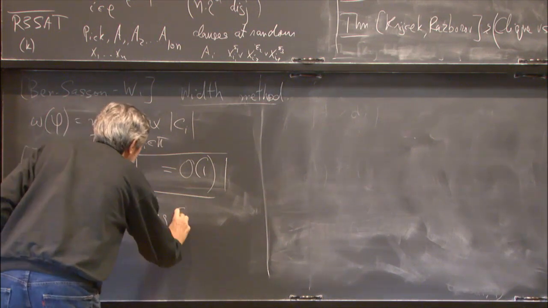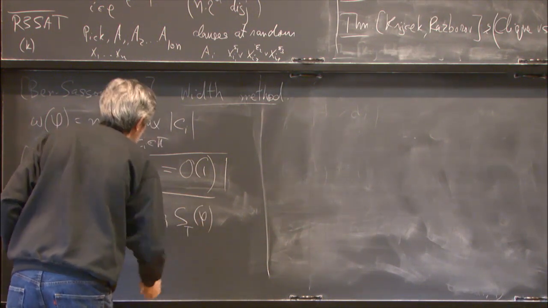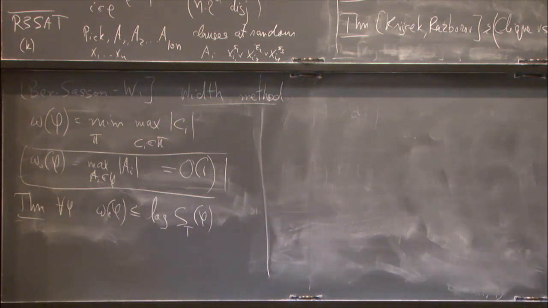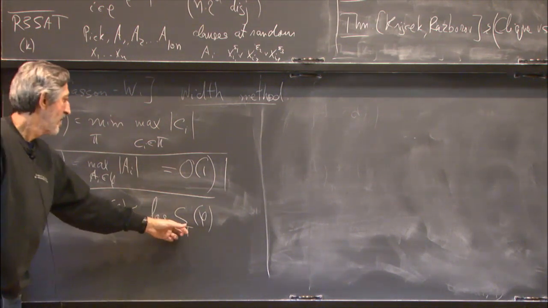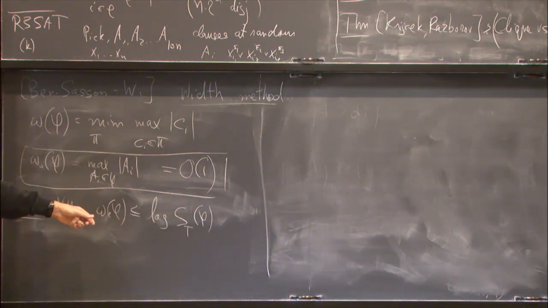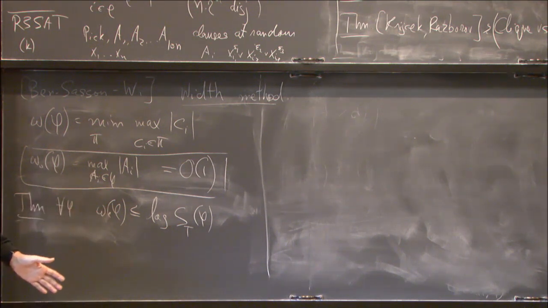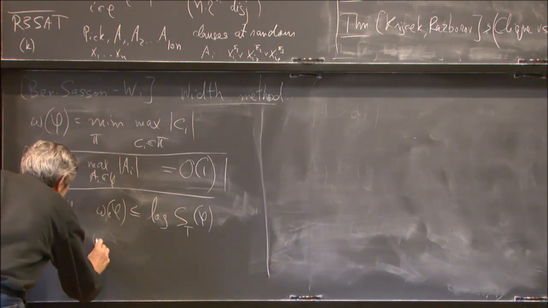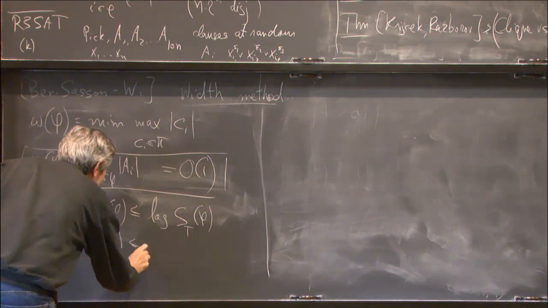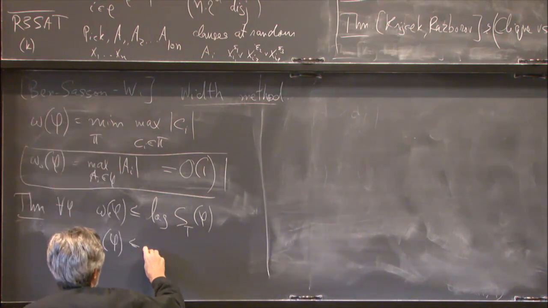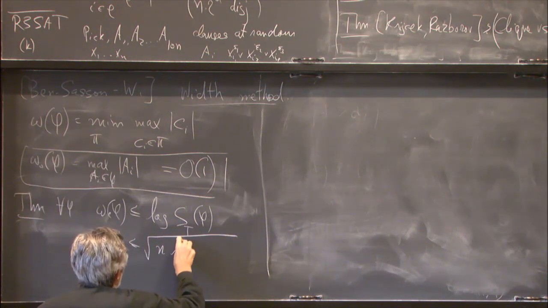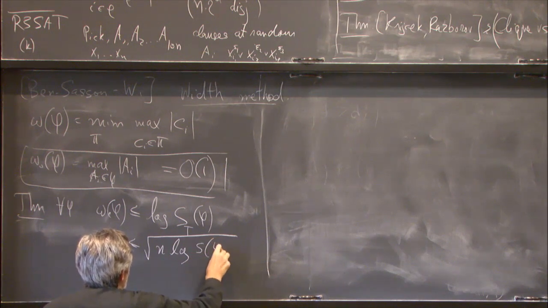if you have a short tree-like resolution proof, then you can find another resolution proof in which the width is logarithmic in the original size. That's if you have a tree-like resolution proof. And if you have just a resolution proof, then the upper bound is weaker. You get something that looks like this, square root of n log s.